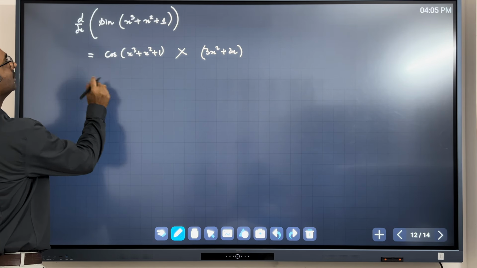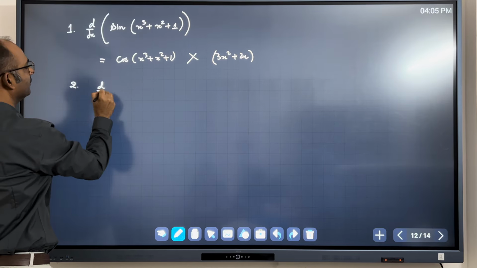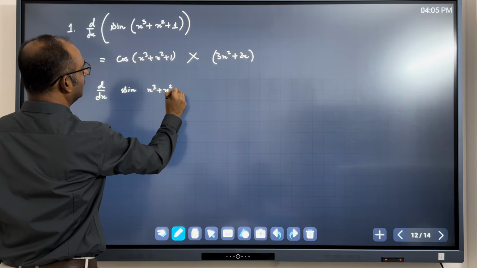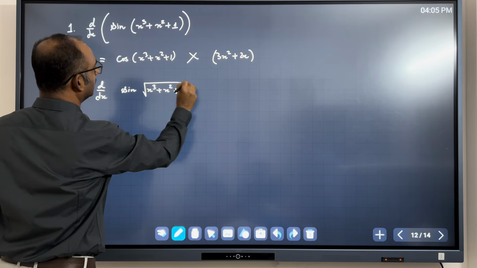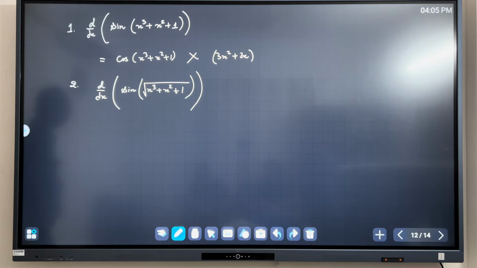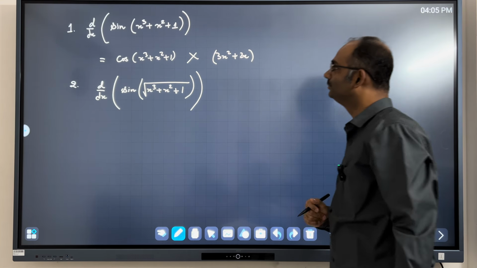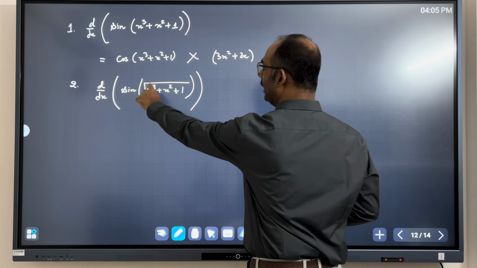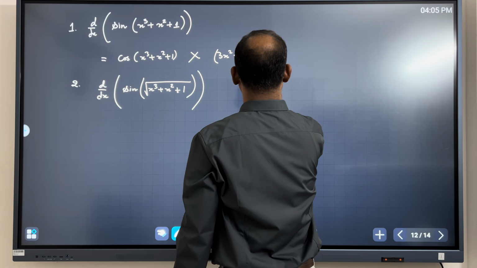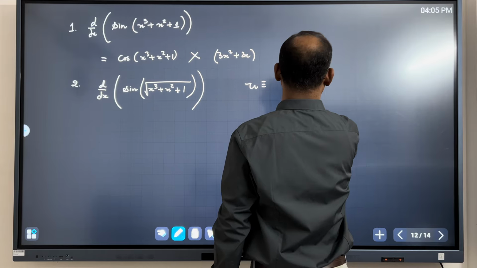I want to differentiate sine of the square root of x cube plus x square plus 1. Okay, that's what I want to calculate. So I'll do it slowly. First, I define this entire thing, the square root of this, as u. So u is x cube plus x square plus 1 under the square root.